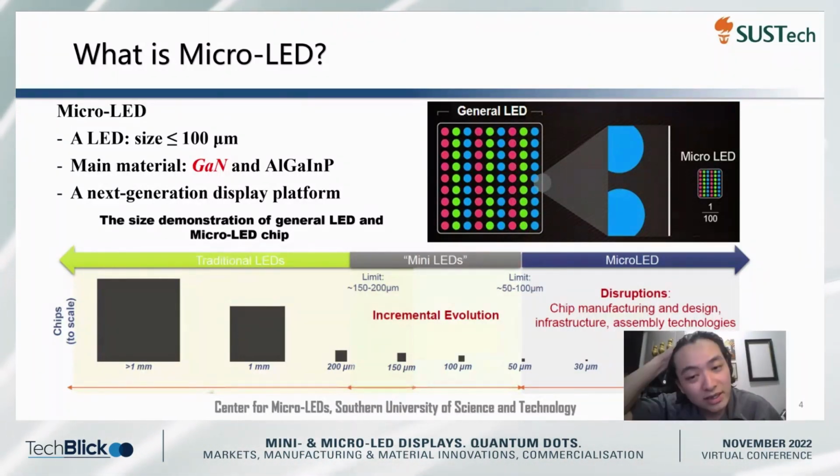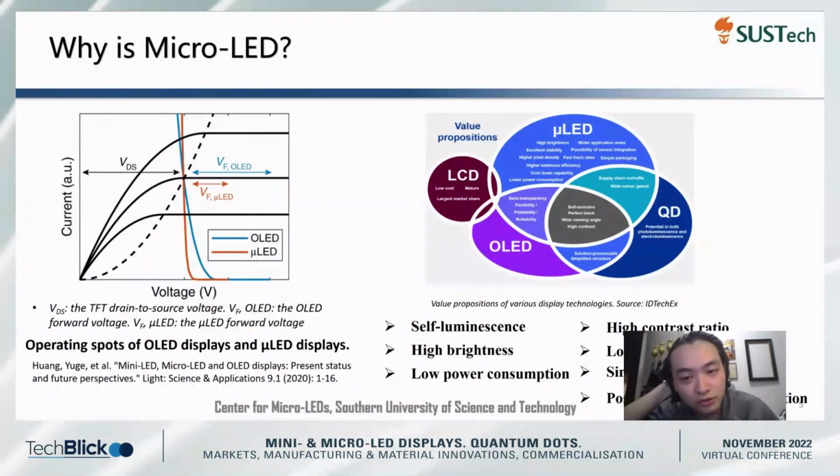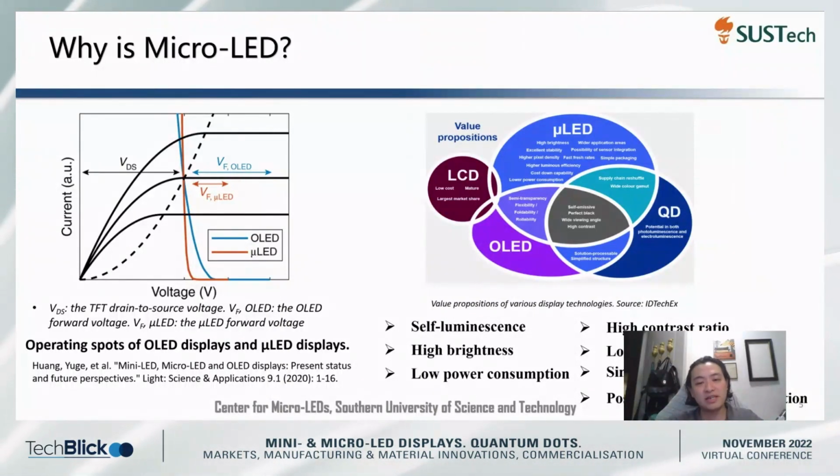So why does micro LED become a potential display technology? The right figure depicts the value propositions for different display technologies. From that figure, we can see micro LED has many advantages such as self-luminescence, high brightness, low power consumption, high contrast ratio, long lifetime, simple packaging, and the possibility of sensor integration. And the left figure compares the forward voltage between micro LED and OLED. The difference in VF reflects the power consumption difference between them.